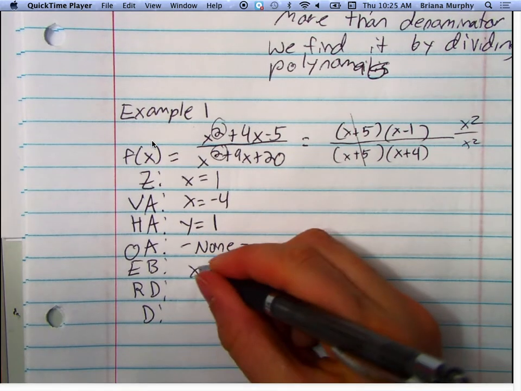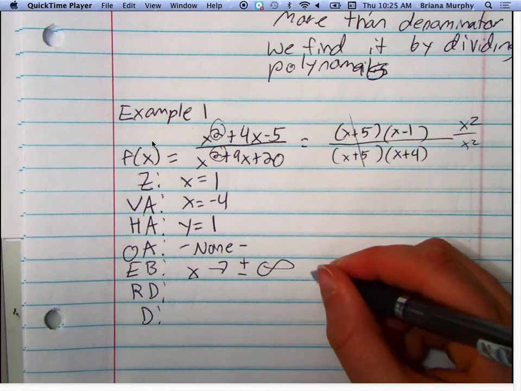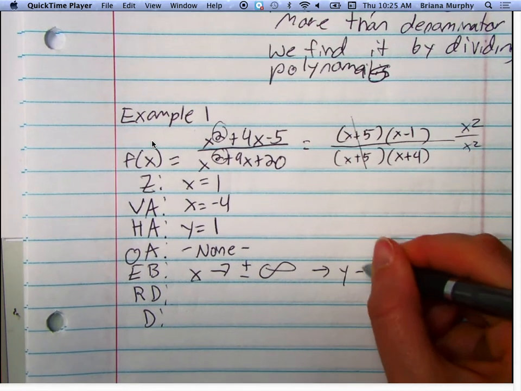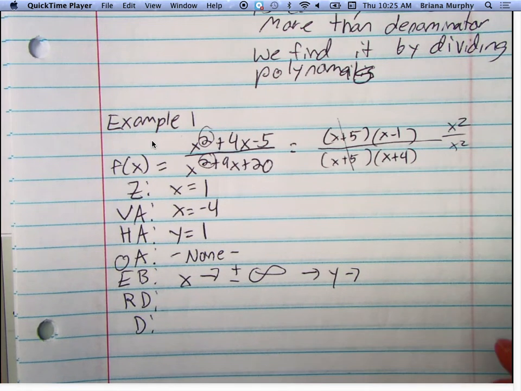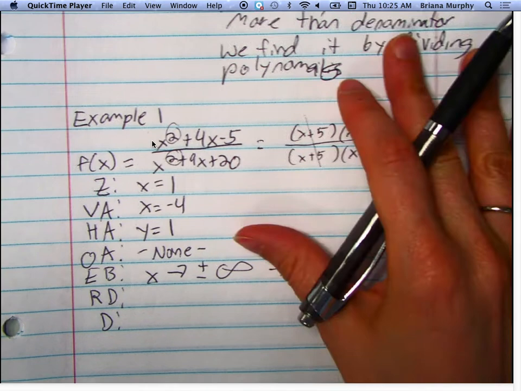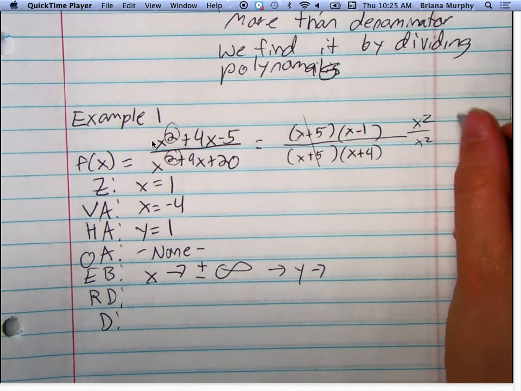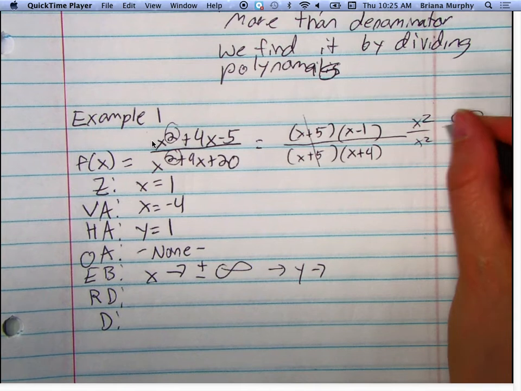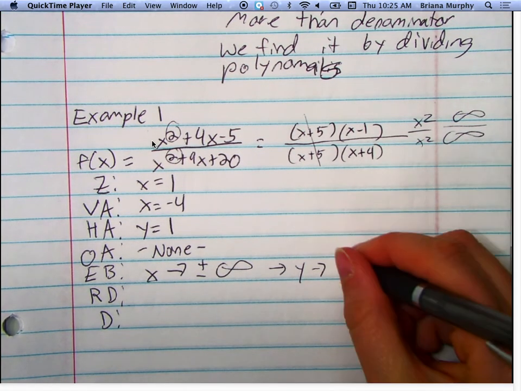As x approaches positive and negative infinity, what is y approaching? Now think about this. I'm going to stick an infinity into the top. So I'm looking at just this. I've gone and seen that it's x squared over x squared, right? Those are the biggest things I'm going to have. So if we have infinity over infinity, what does that give us? 1. So the end behavior is 1.